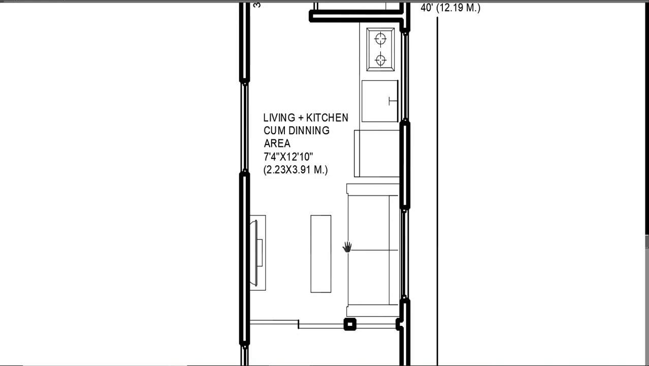You can see here the sofa arrangement, tea table arrangement and also TV unit on the front wall, and we have kitchen cabinet with burner, sink and refrigerator arrangement. Also we have 3 windows for ventilation and light purpose of this area.